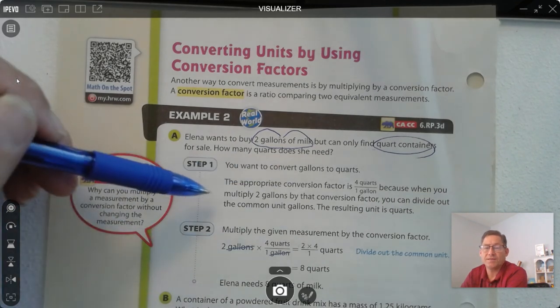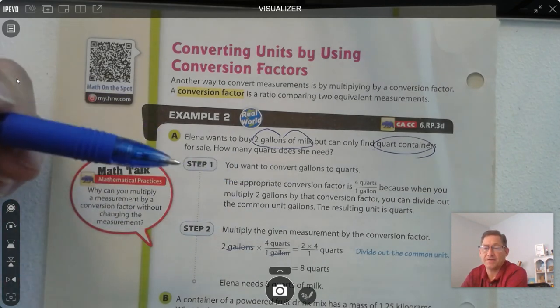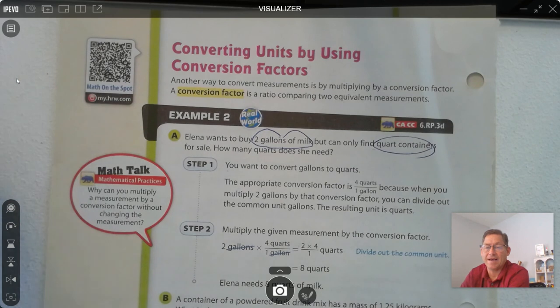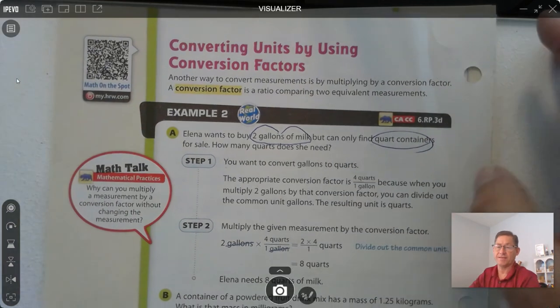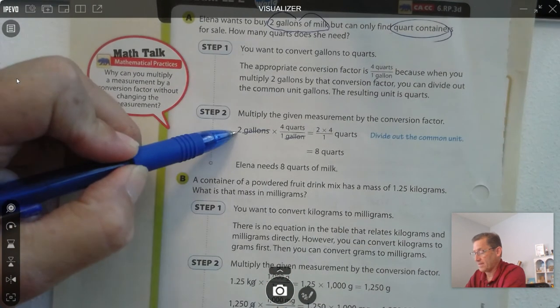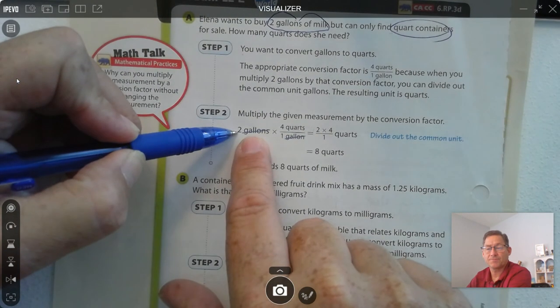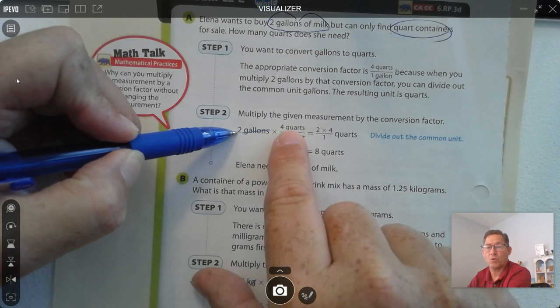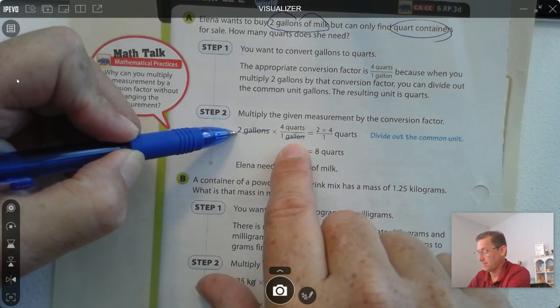Because when you multiply 2 gallons by that conversion factor, you can divide out the common unit, gallons. And the resulting unit is quarts. That'll make more sense when we actually just do it. So they're saying that we want 2 gallons. The conversion factor is 4 quarts per 1 gallon.